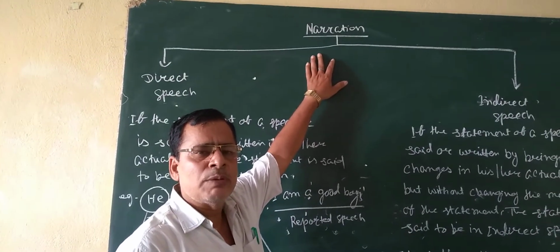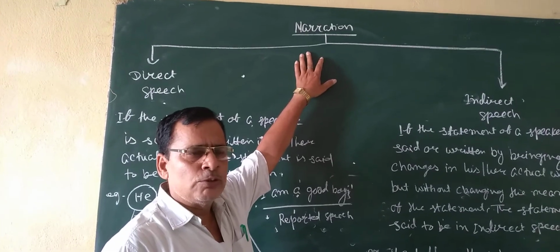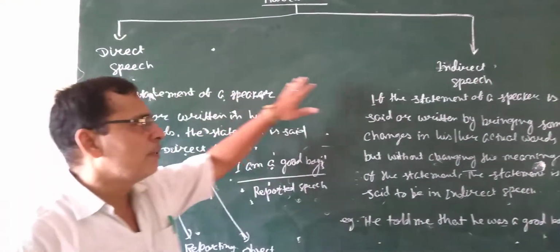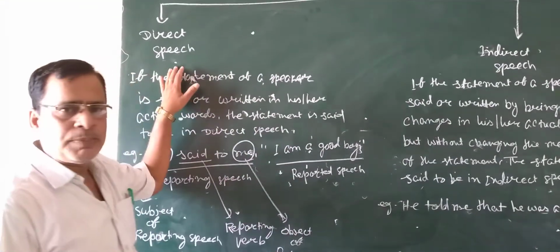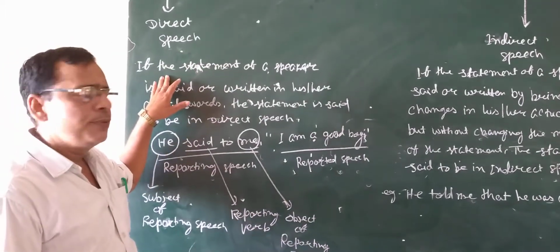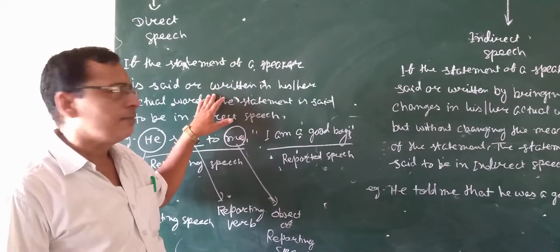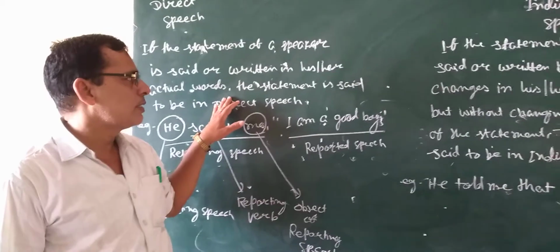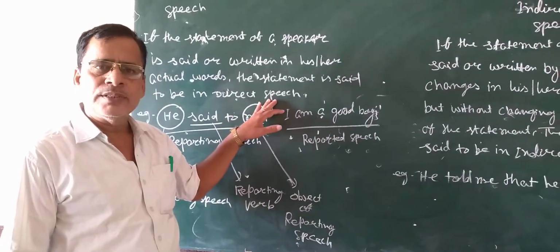Narration means simply a statement, and it has been divided into 2 parts. The first part is direct speech, and the second part is indirect speech. What is direct speech? Direct speech means if the statement of a speaker is said or written in his or her actual words, the statement is said to be in direct speech.